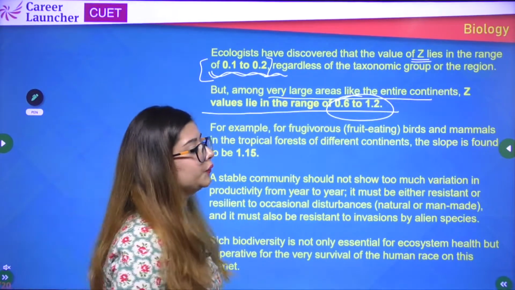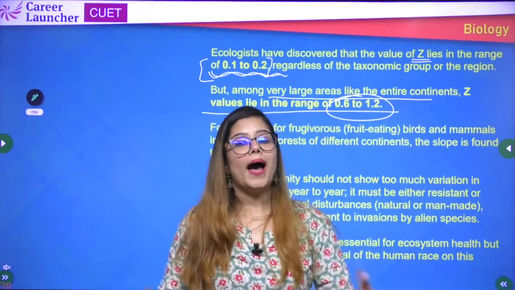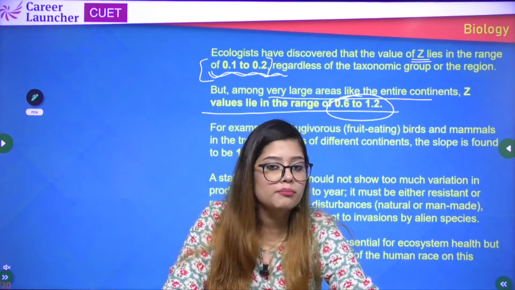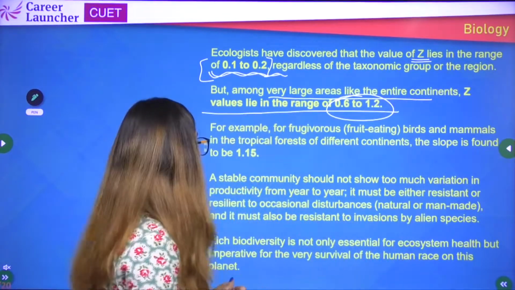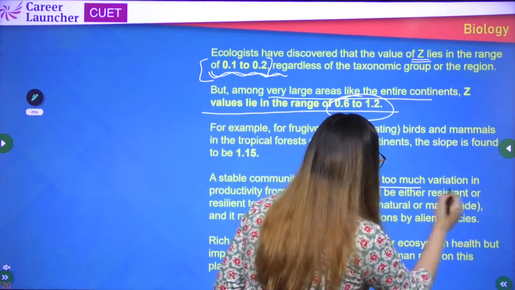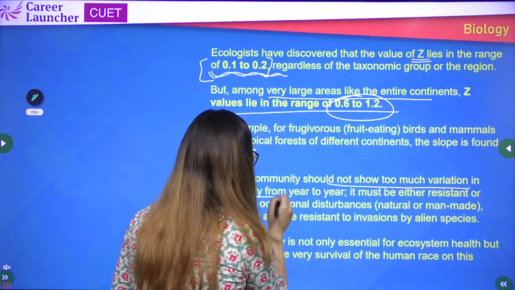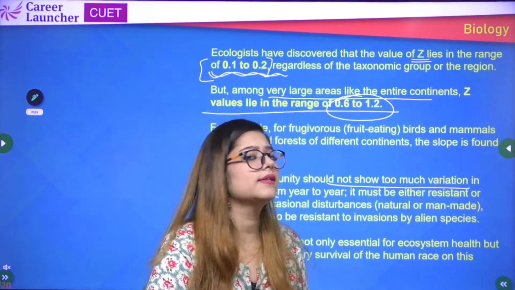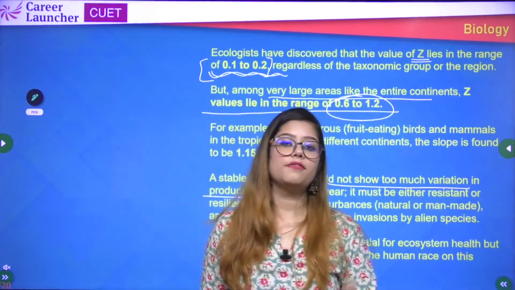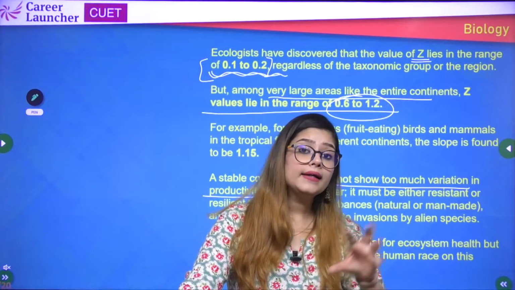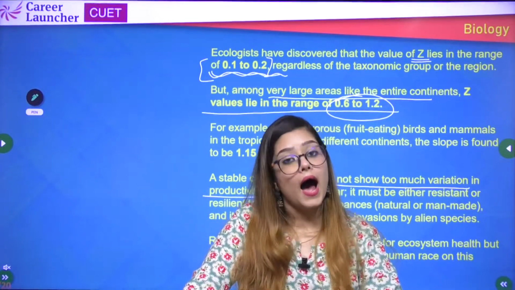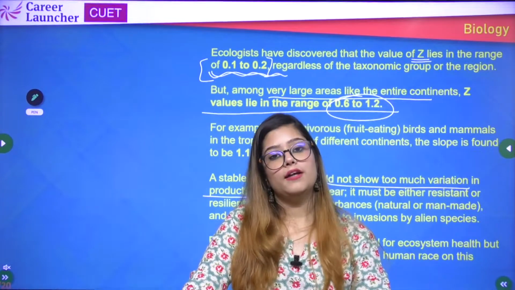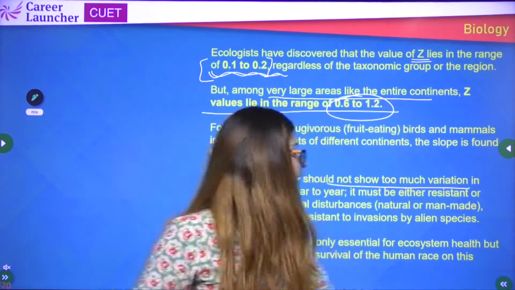एक stable community के लिए what are the requirements for the development of a stable community? पहली जो requirement है, it should not show too much variation in productivity from year to year. ज़्यादा disturbances नहीं होनी चाहिए, ज़्यादा variation नहीं होनी चाहिए. Undisturbed conditions are required for the development of a stable community, right?